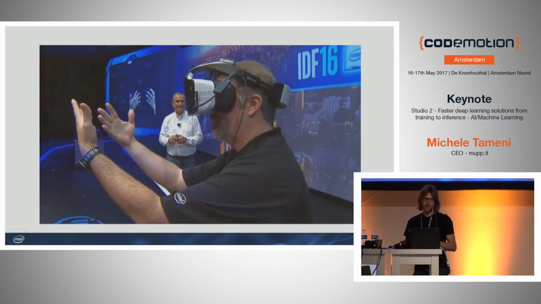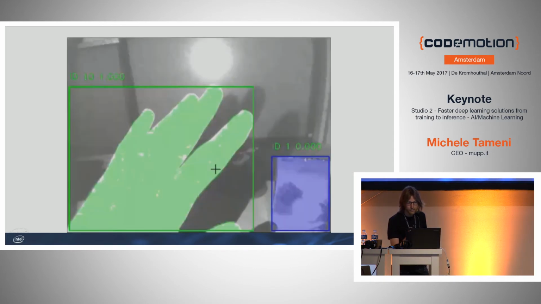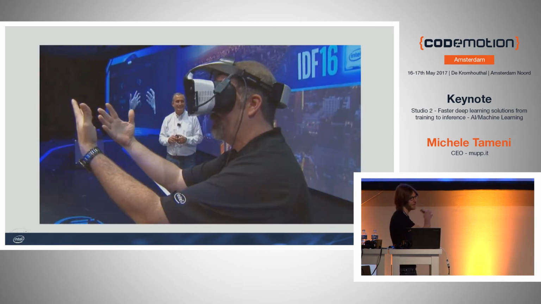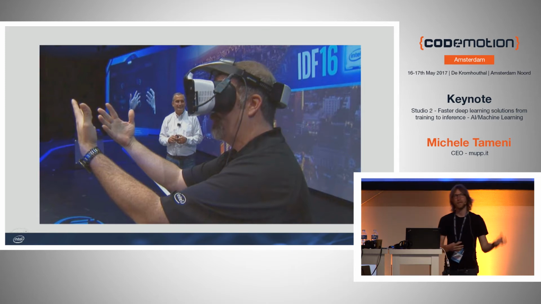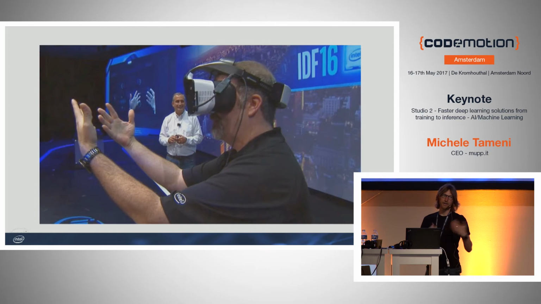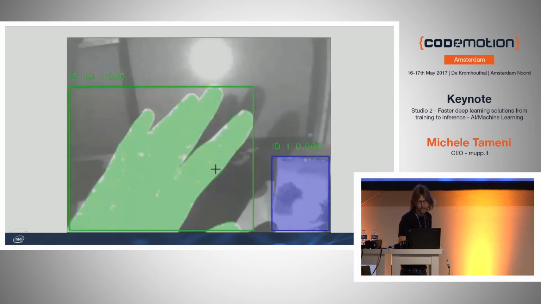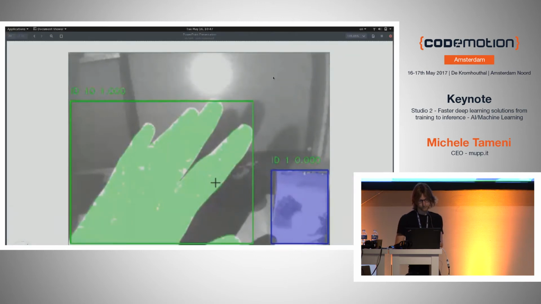And I think I missed a slide. So the training set for this kind of problem is quite easy. So you have many pictures of hands, many pictures of not hands, and you train the model with this kind of image. I should have a video to show you.